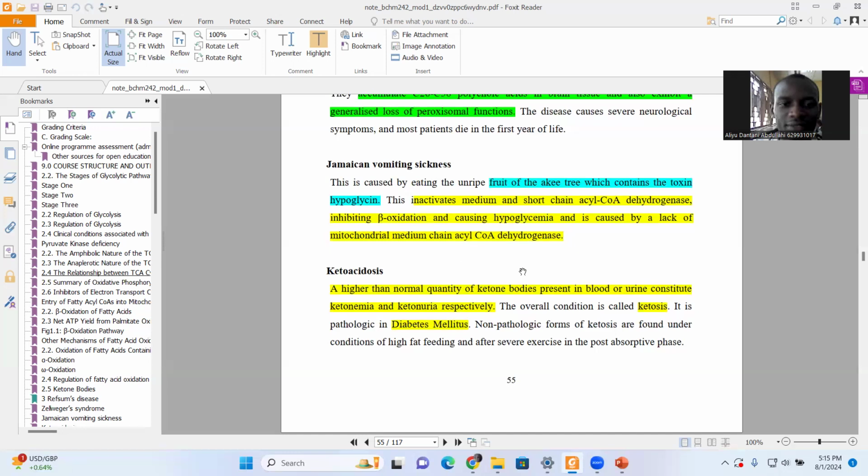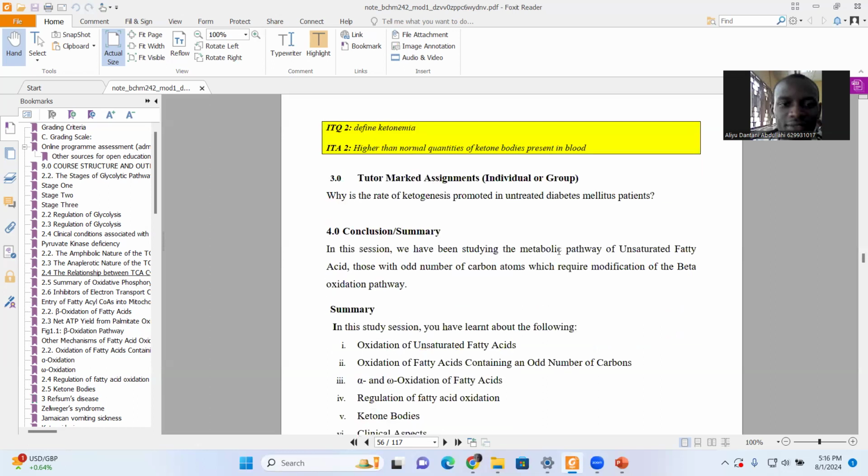Ketoacidosis: a higher than normal quantity of ketone bodies present in blood or urine constitutes ketonemia and ketonuria, respectively. Of course, ketone bodies. The overall condition is called ketosis. It is pathologic in diabetes mellitus. Non-pathologic forms of ketosis are found under conditions of high fat feeding, after severe exercise, and in the post-absorptive phase. I think this is self-explanatory. Define ketonemia as higher than normal quantities of ketone bodies in the blood. What of ketonuria? Tell me what ketonuria is in the comment section, please. I need to know. That will prove to me that you've listened to this lecture.